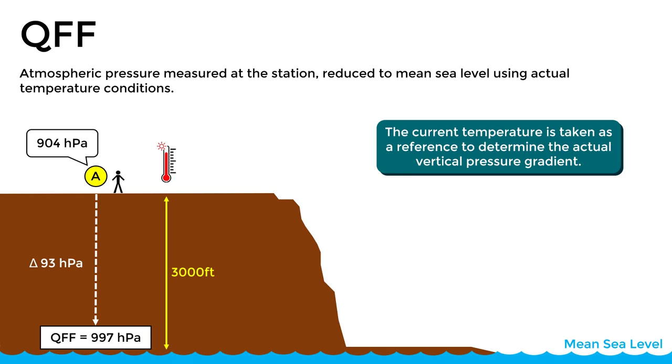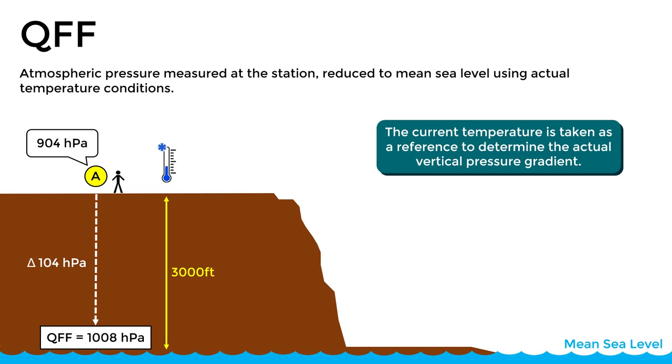Now, if under the same conditions the temperature drops and it is now much colder, this means that the pressure will change more rapidly with altitude, resulting in a greater pressure difference between 3,000 feet and sea level. In this particular example, the difference is 104 hectopascals, resulting in a higher QFF of 1008. So, as we could see, in both cases, the QFE did not change. The only thing that changed was the temperature, and that was enough for the QFF to change.